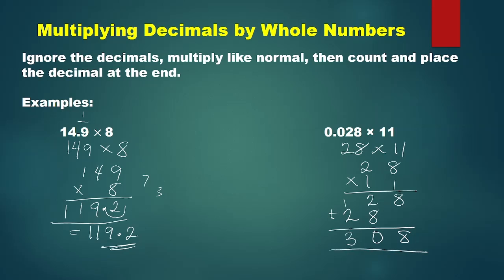Now, this number has three decimal places and the other number has no decimal place. So I'll just come to my answer and count three decimal places.